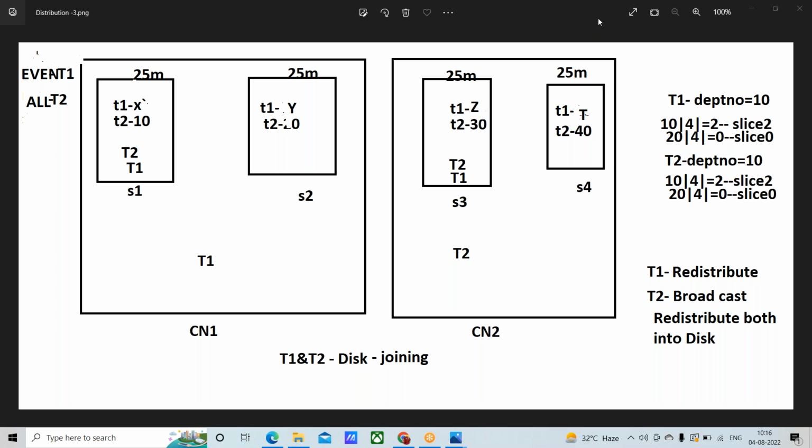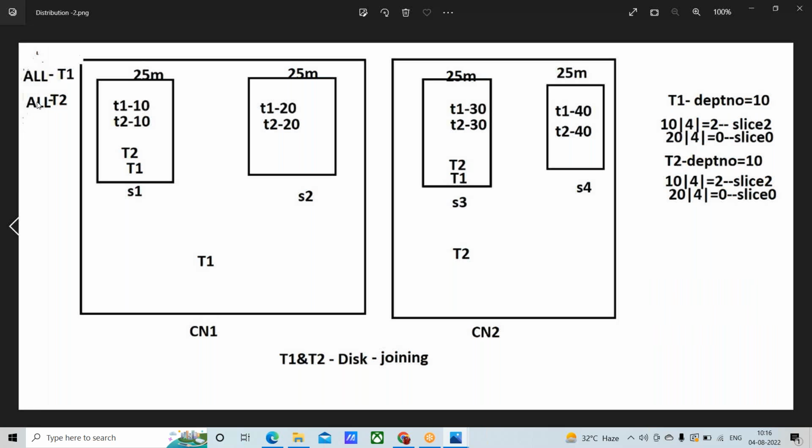If one of the tables is a small table, then you can always keep it as ALL distribution style. Since that copy will be present in every slice, that will help to join locally. So ALL will always help, even if the other table is distributed based on any column, because this table is already present in every slice of each node. So it is the next best.